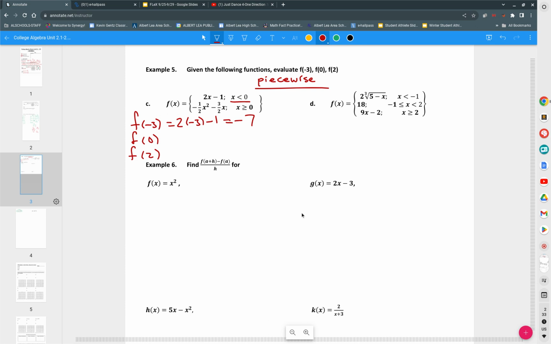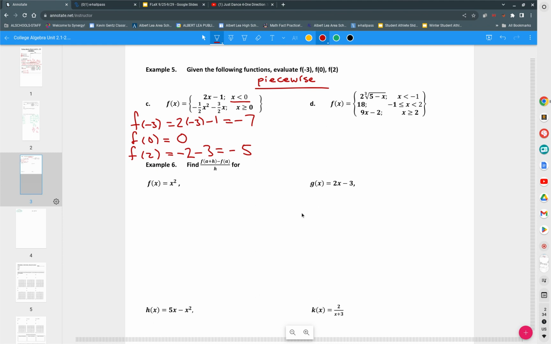Do I plug in 0 into the top or bottom? I plug it into the bottom. Notice how they both have x terms, so I just get 0. And then because 2 is greater than or equal to 0, I plug in 2 to the bottom. 2 squared is 4 times negative 1/2 is negative 2. 2 times 3/2 is going to be 3, so it's minus 3. And I get negative 5.